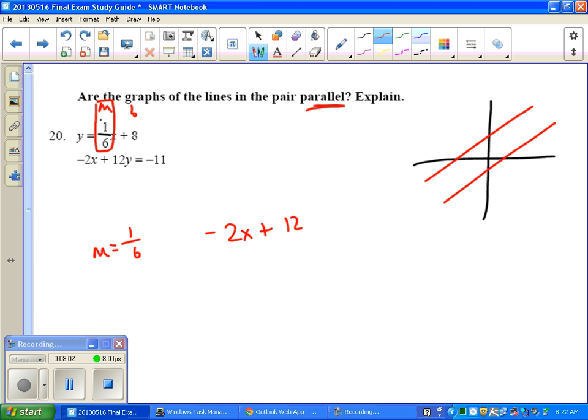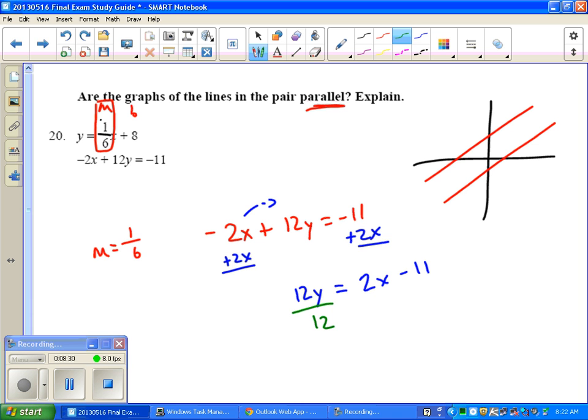Negative 2x plus 12y equals negative 11. We want to move it into y equals mx plus b. We want to make it where we can see the m. So get rid of negative 2x by adding 2x. If you add it to the left, add 2x to the right. It leaves you with 12y on the left by itself. We want it to say mx first, so 2x minus 11 plus b. Then the last step, get rid of 12 times something by dividing by 12. If you do it on the left, do it to everything on the right.